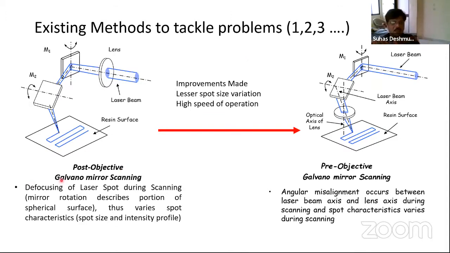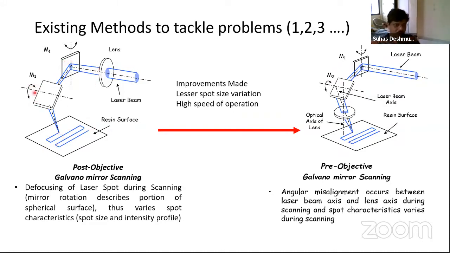The first scanning mechanism they mostly use is post-objective scanning. In this post-objective or galvanomirror scanning, the lens is kept here. That is typically called the objective, and there is a mirror, and this is another mirror. When you rotate this mirror, my scanning on the resin surface will be in the Y direction. And if I rotate this M2 mirror, it will give X position scanning.